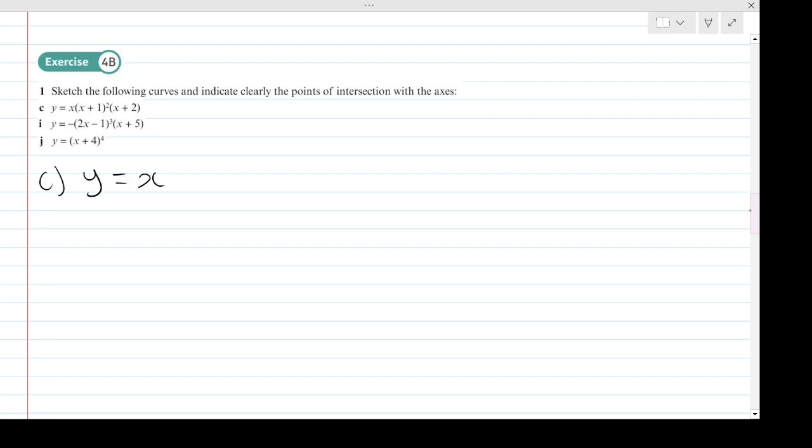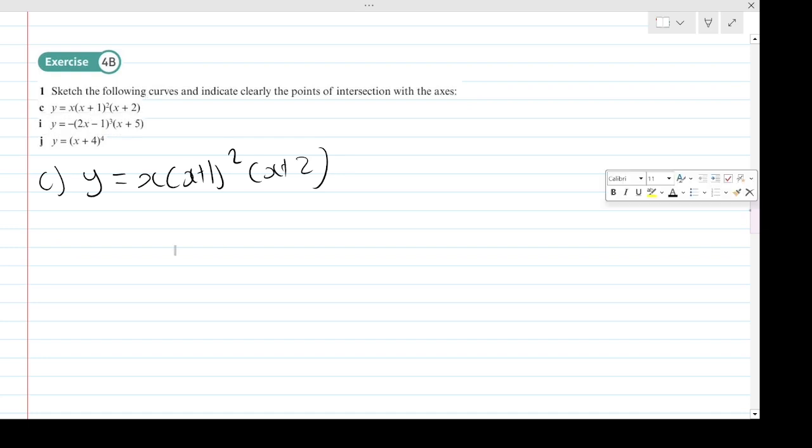So we have y is x times (x plus 1) squared times (x plus 2). Again, by the way, these were questions picked from the exercise book for this exercise. I picked more interesting and different types of graphs, so they're not necessarily ABC, they're CIJ, but I think they're the more interesting questions I picked out that are a bit different.